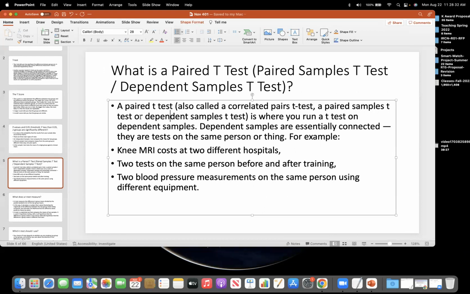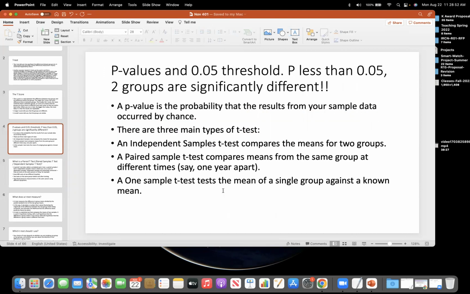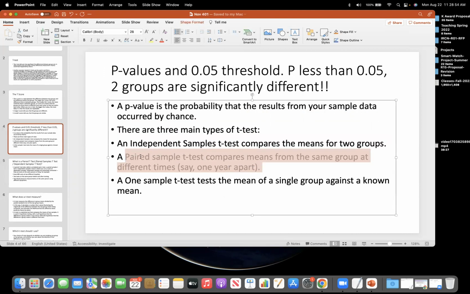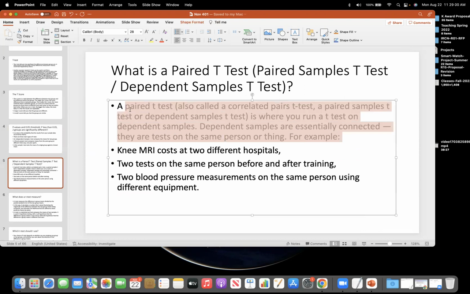A paired t-test is where you run a test on dependent samples. Dependent samples are essentially connected. They are the test on the same person or thing, right? So I may ask you to give some examples for a paired t-test. From our previous slide, a paired t-test compares the means from the same group, right? So I'm just working with one group, the same group. Which are essentially connected, like the same person or the same thing, right? Just one group.